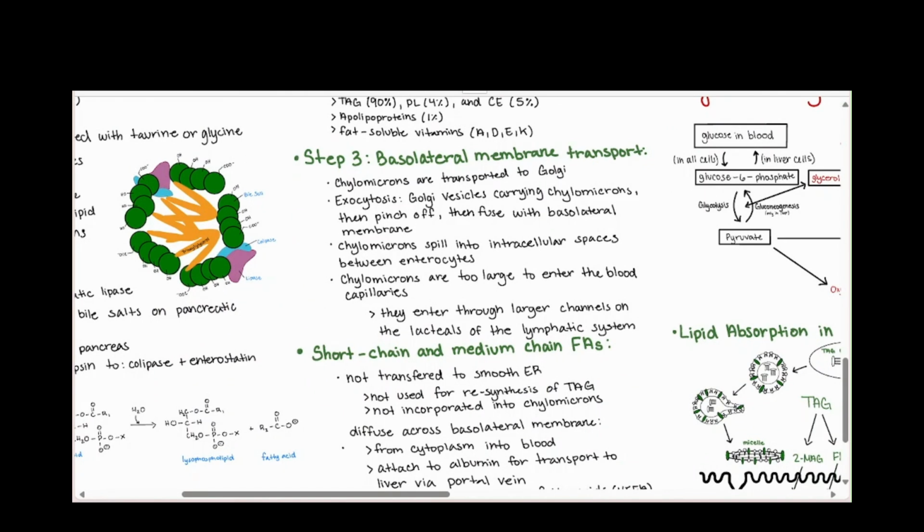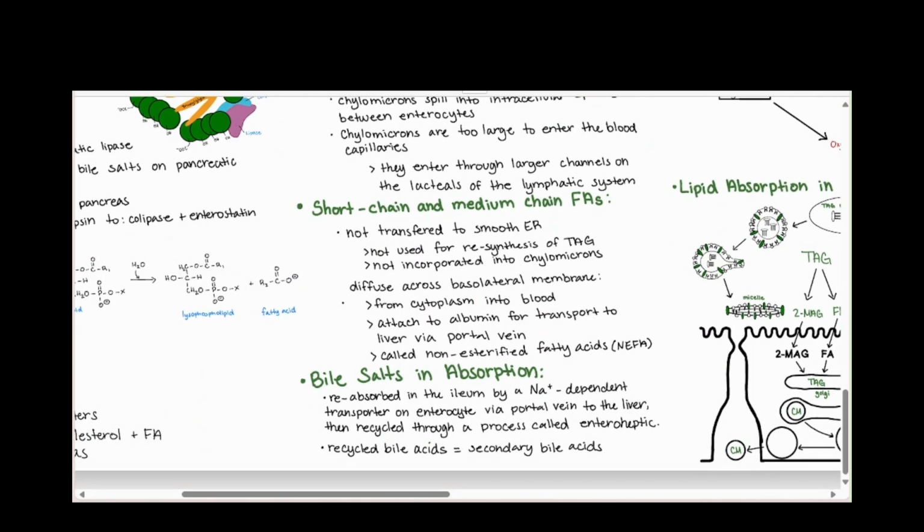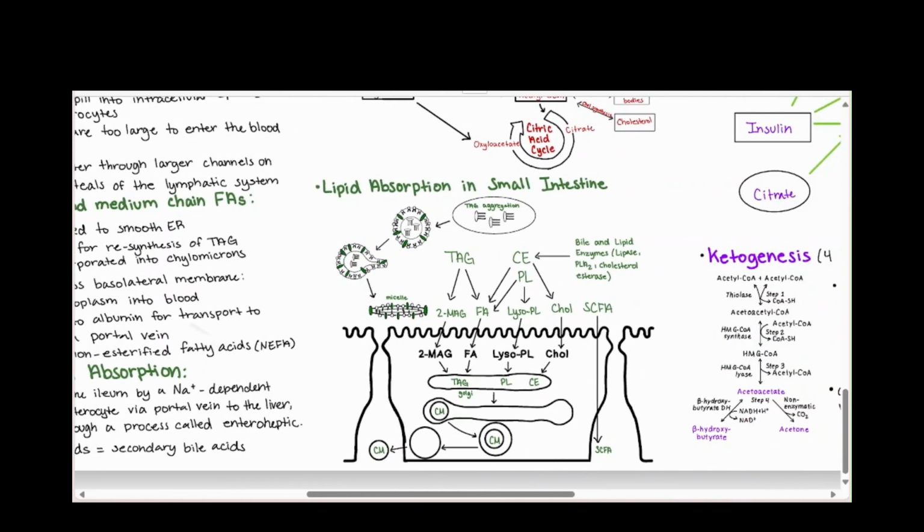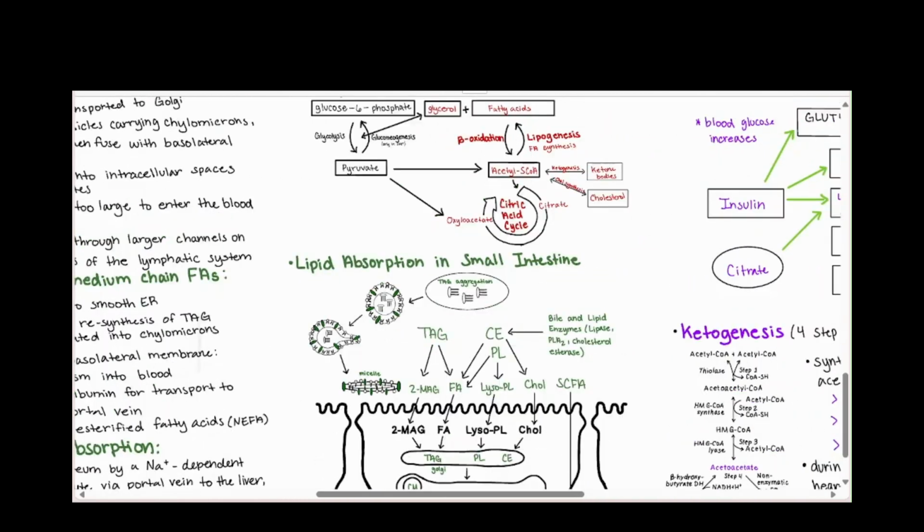Finally, in the basolateral membrane transport, chylomicrons are packaged into Golgi vesicles, then released into the lymphatic system through exocytosis. And unlike long-chain fatty acids, short and medium-chain fatty acids bypass the smooth endoplasmic reticulum and enter circulation directly. Bile salts, after their role in emulsification, are reabsorbed in the ileum and recycled back to the liver. And here's a diagram summary of lipid absorption.